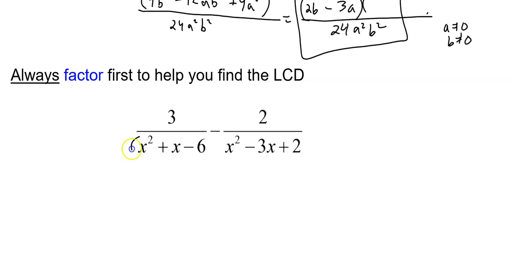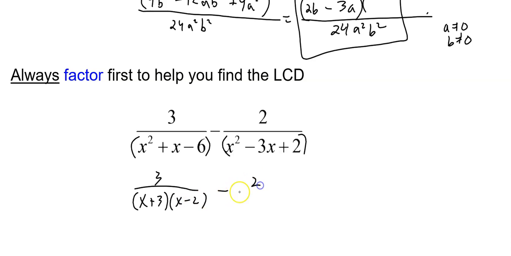Okay, so factor first, because that might help us here. So we're going to try to factor that first. We have 3 over, let's see, that should factor, not too bad. So x and x, probably 3 and 2. Bigger one is positive, maybe that. And then 2 over x and x, 2 and 1, minus and minus.